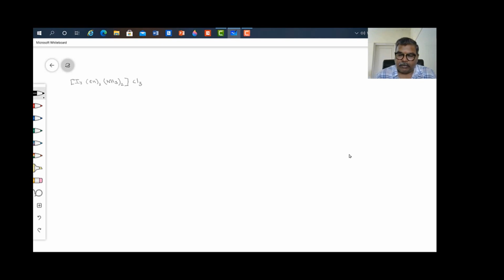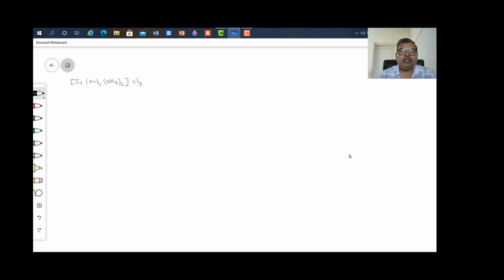This is the complex given. Ir is iridium. Two ligands are there, ethylene diamine and ammine. Both are neutral ligands only. Ethylene diamine is a bidentate ligand and ammonia is a monodentate ligand. So its coordination number is 6.